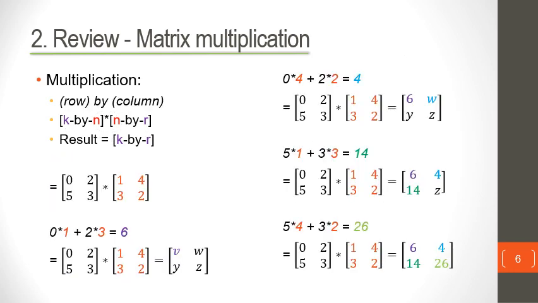So let's make an example now of how this should work. When you do your multiplication, you do your multiplication row by column. So in this case here, we have a 2 by 2, and we want to multiply it by 2 by 2. Because these two numbers adjacent to each other match, this can be multiplied, and the result is going to be 2 by 2.